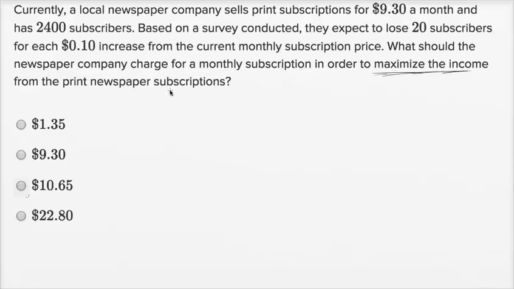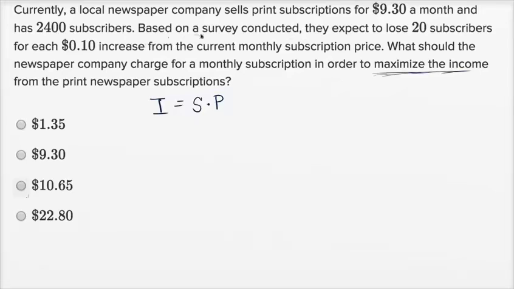So let's think a little bit about their income. And it's actually their revenue, how much money they're bringing in, but I get what they're talking about. So their income, let's just say I for income, is going to be equal to the number of subscribers they have, so S for subscribers, times the price per subscriber. So that's going to be their income. Now in the problem, they tell us that the subscribers themselves are going to be a function of price. And that makes sense.